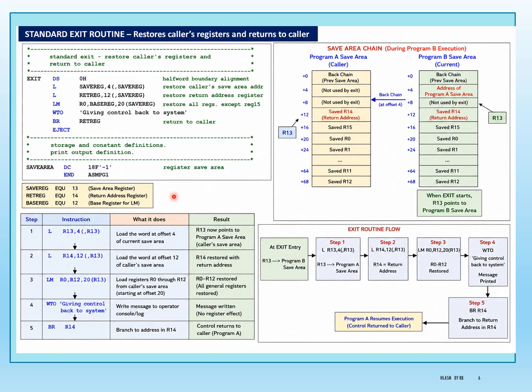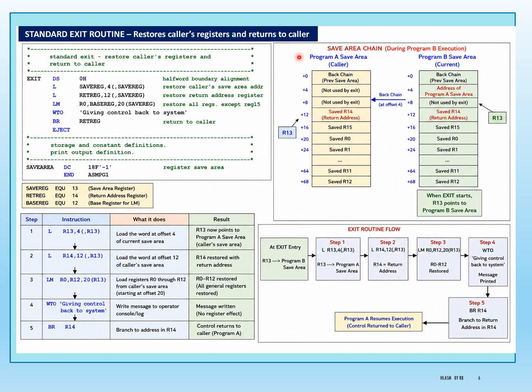Now I have to point my program to program A. What is the address of program A? It is in register 14. So I am doing this. What it means is that I restored my registers and I'm pointing back to the starting point of program A. Please understand, program A save area address is held in register 13, and program A starting point is different from program A save area's address. These two are two different addresses, right?